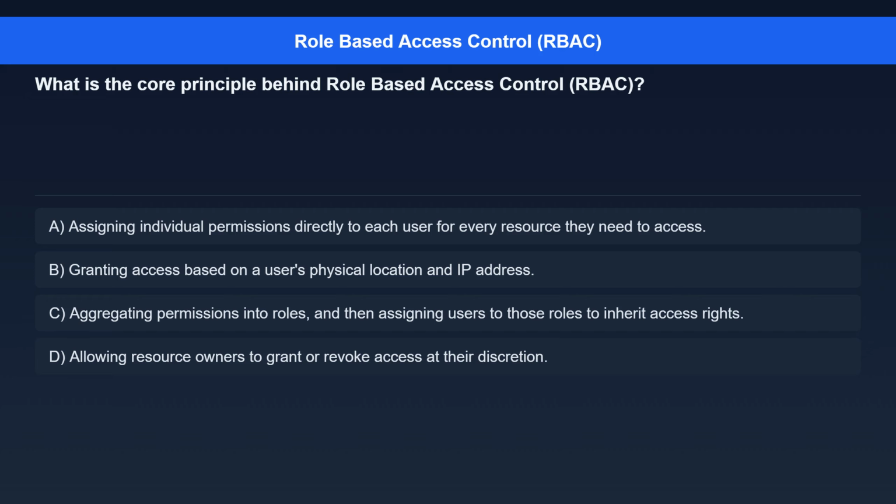Option C. Aggregating permissions into roles and then assigning users to those roles to inherit access rights. Option D. Allowing resource owners to grant or revoke access at their discretion.